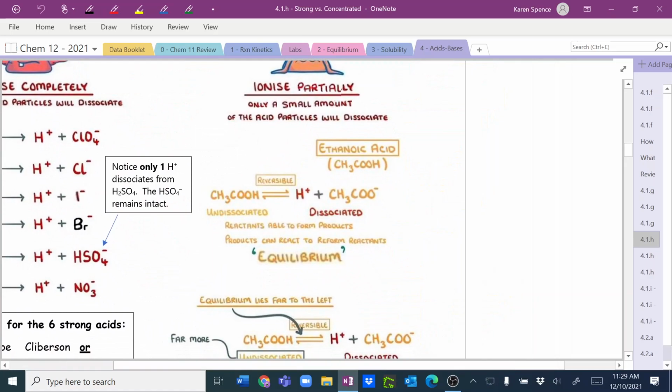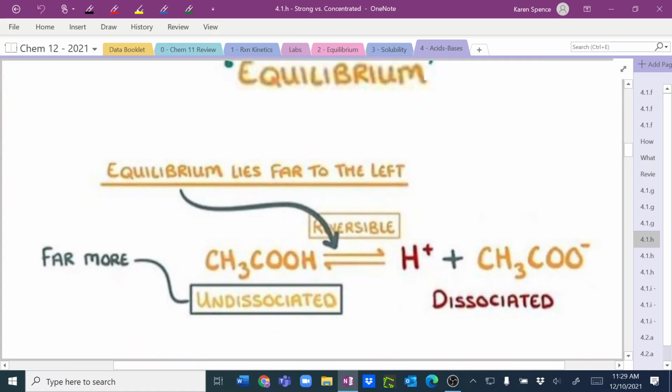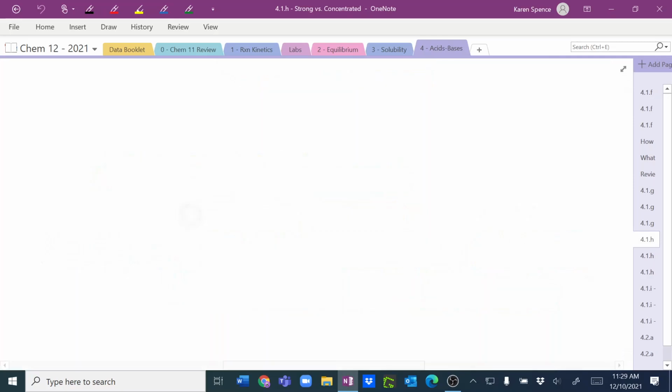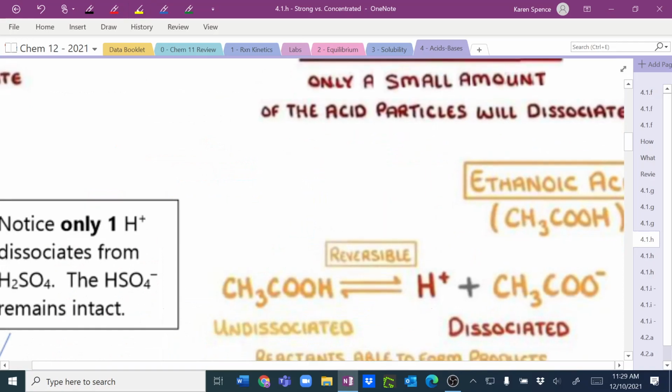And really, I think what I wanted to point out is that in weak acids, and I was too lazy just to excise this part of it.